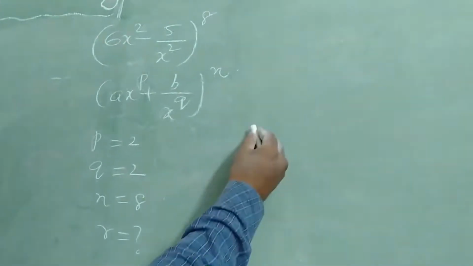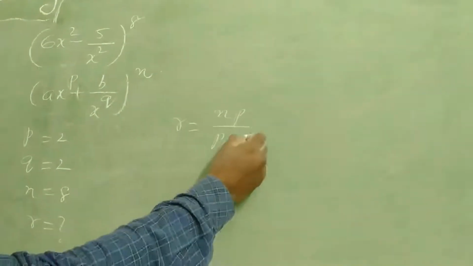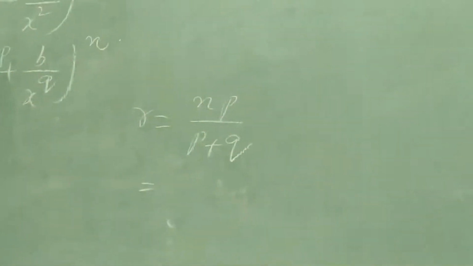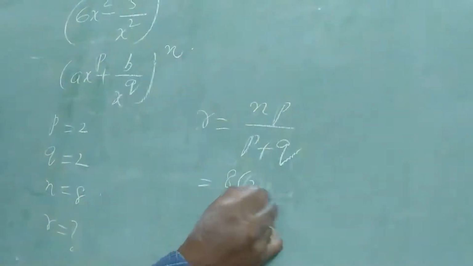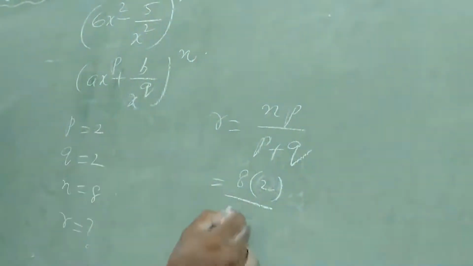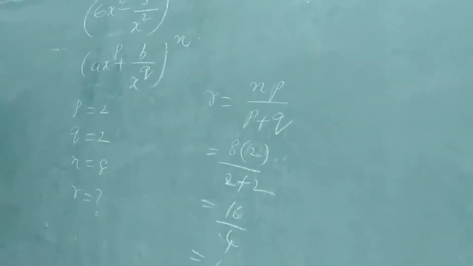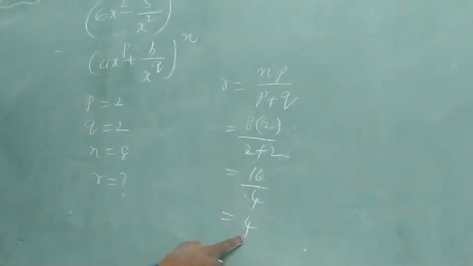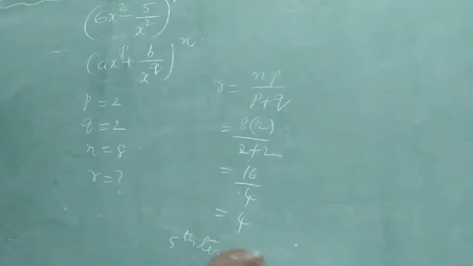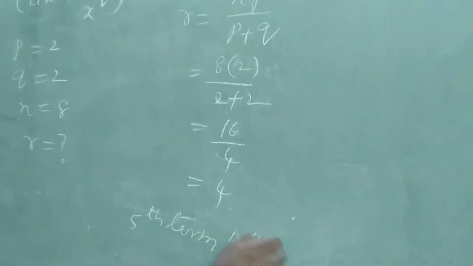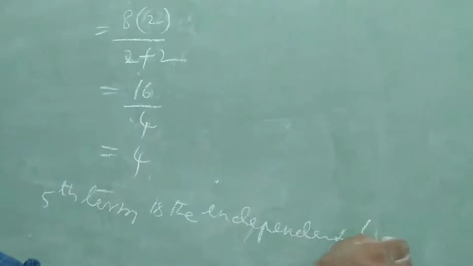Now how do you find the r value? By using r is equal to np by p plus q. What is the n value? 8. p value 2, by p plus q, 2 plus 2. 16 by 4, that is equal to 4. r is equal to 4. That means the fifth term is the independent term.